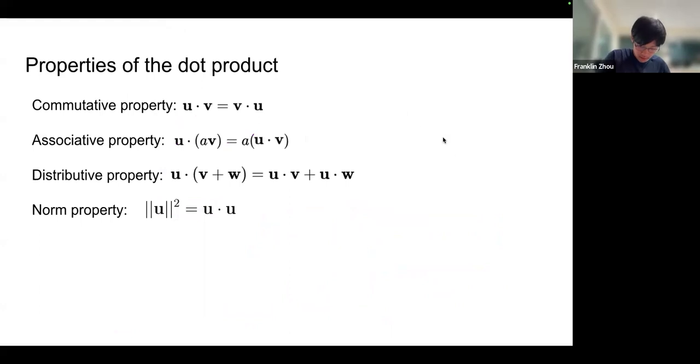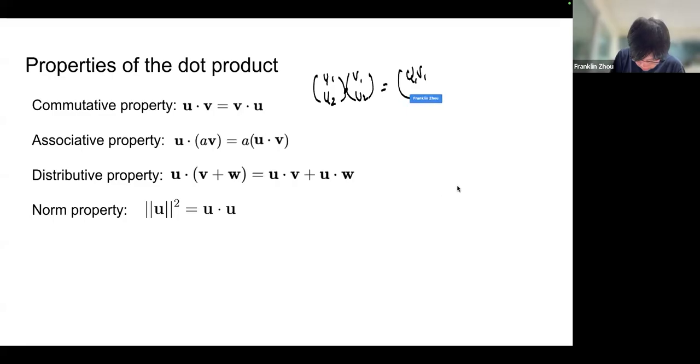All right, so the dot product has a lot of properties. Let's just go through these one by one. So u dot v is v dot u. I think this one's pretty clear, and we know the first one's pretty clear since we know multiplication and addition are commutative.